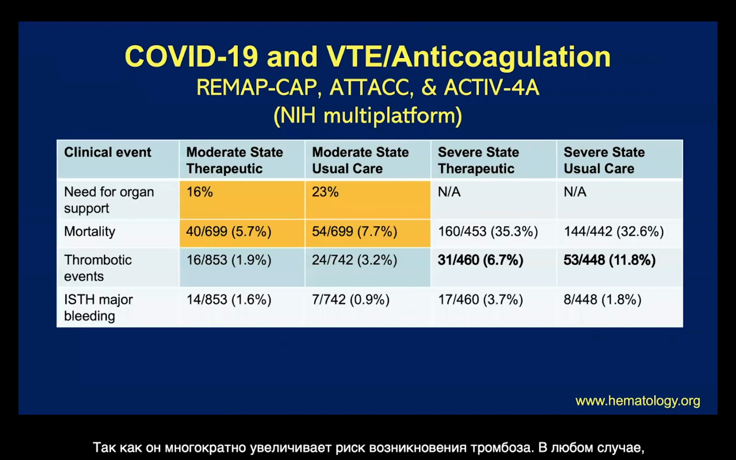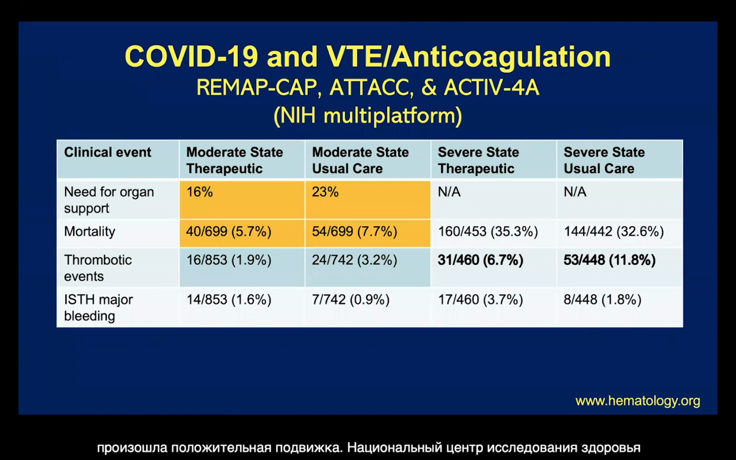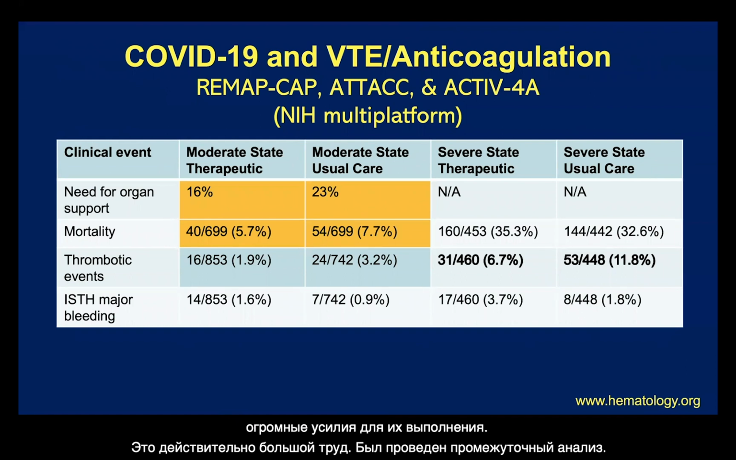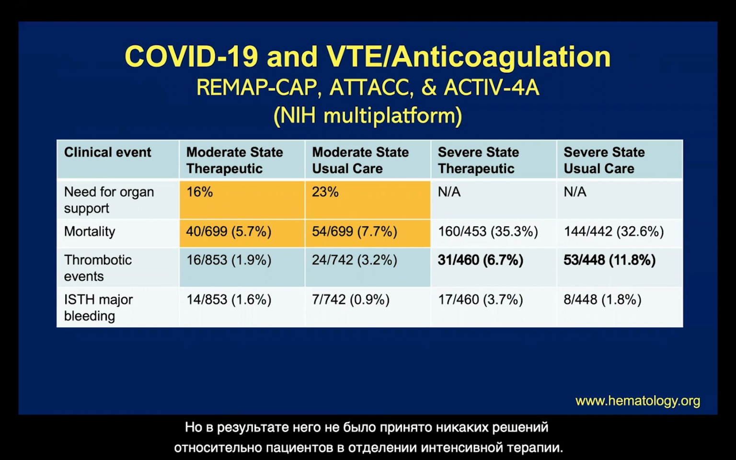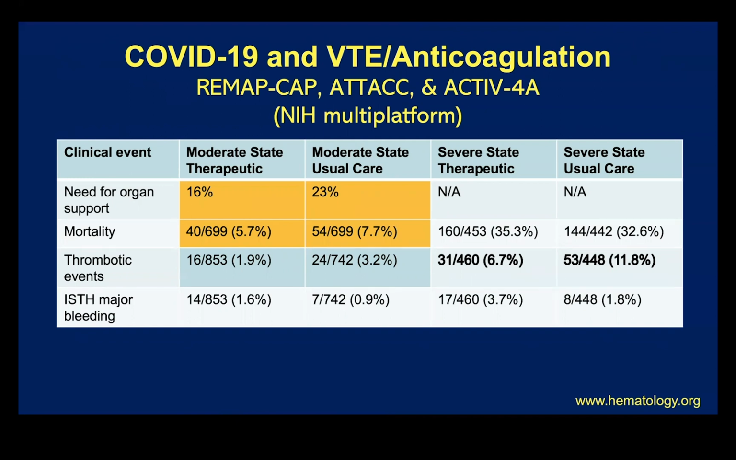In any event, a very good development happened, I think. This is a multi-platform effort by the NIH of three big prospective trials. This is really big stuff, a huge effort to get this done. And they had an interim analysis. As a result of the interim analysis, they couldn't make any decisions regarding those patients in ICU. But those patients who weren't in ICU, considered moderate state, they compared usual care with therapeutic care. And here you can see the results.